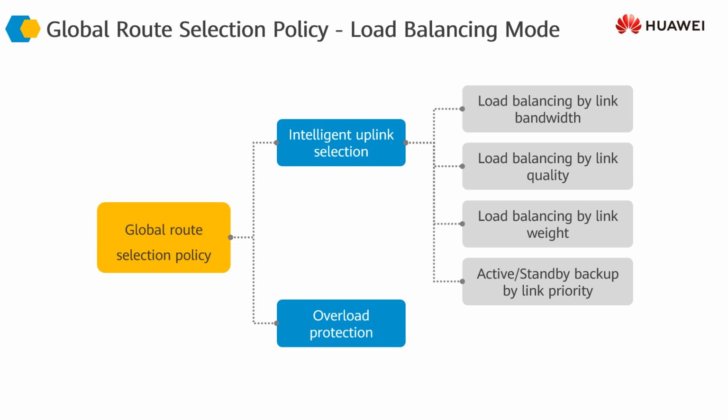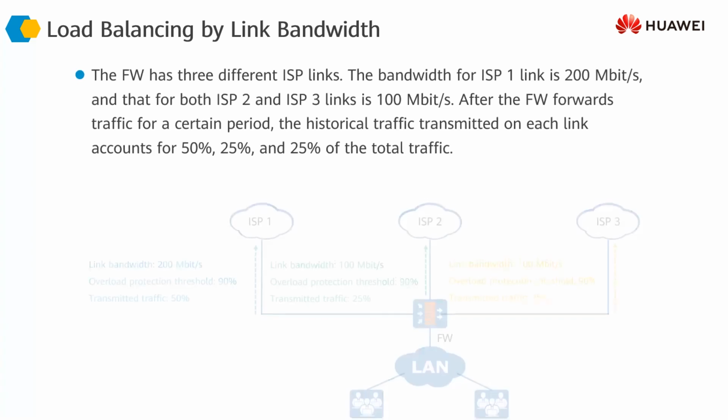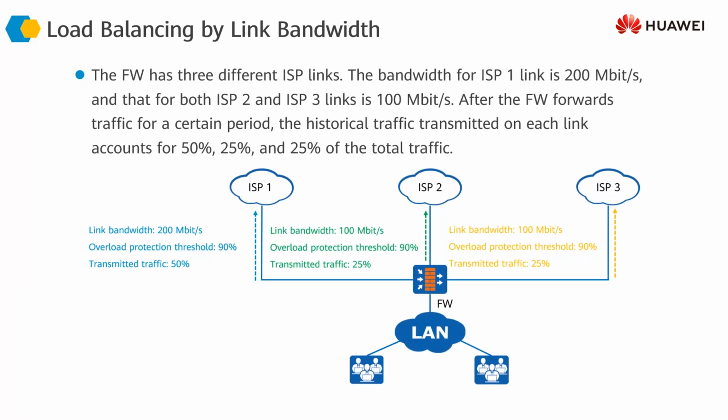First of all, we're going to take a look at how we can use link bandwidth for affecting the global route selection policy. If you look at load balancing by link bandwidth, you can see that our firewall is connected to 3 ISPs through 3 different links. The link to ISP1 is of 200 megabits, the link to ISP2 is of 100 megabits, and the link to ISP3 is once again 100 megabits.